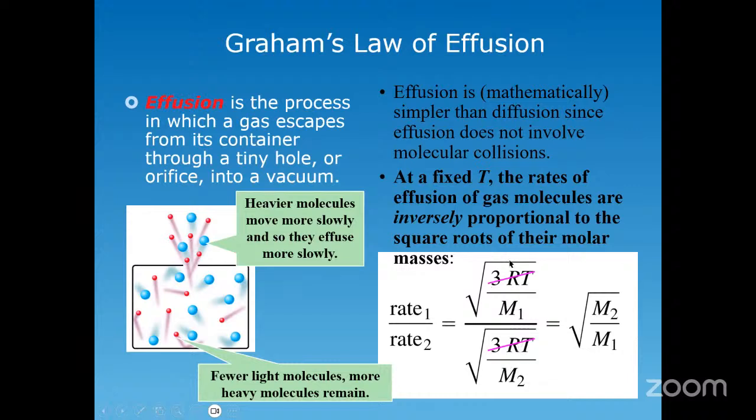So if you divide this by this, the 3 RTs will cancel out, and you're going to end up with the square root of M2 over the square root of M1 being equal to the rate of effusion of gas 1 divided by the rate of effusion of gas 2. So there's an inverse square root relationship between the rates of effusion of gases and their molar masses, all right? And that is demonstrated in this diagram right here.